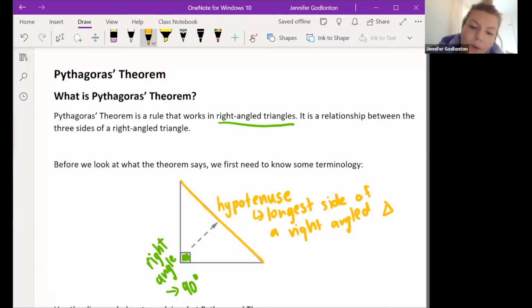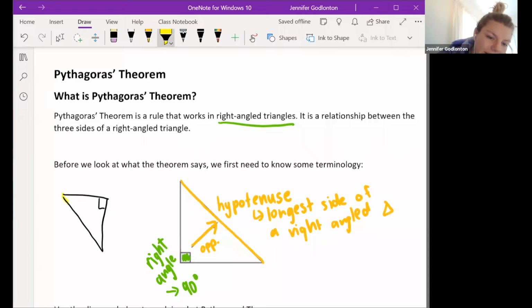And it is always the side that is opposite the right angle. So wherever we have a right angle, it will be the one that's opposite. If I draw a little triangle like this, and there's my right angle, then this would be my hypotenuse. So it's always going to be the side that is opposite our right angle. That's going to be our hypotenuse.